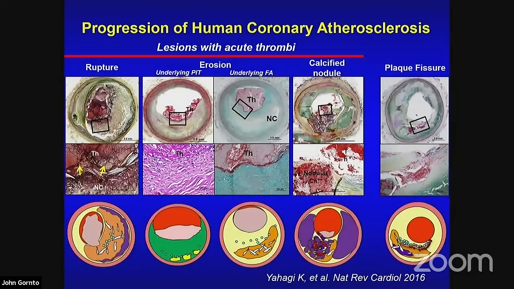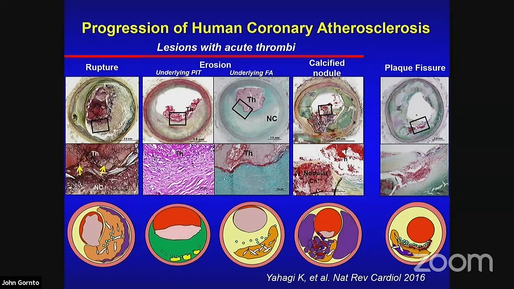So here again, showing you the various causes. As you can see here, this is rupture. You can see the large necrotic core, and you can see where rupture has taken place, and there's an overlying thrombus. You can see the cholesterol clefts.